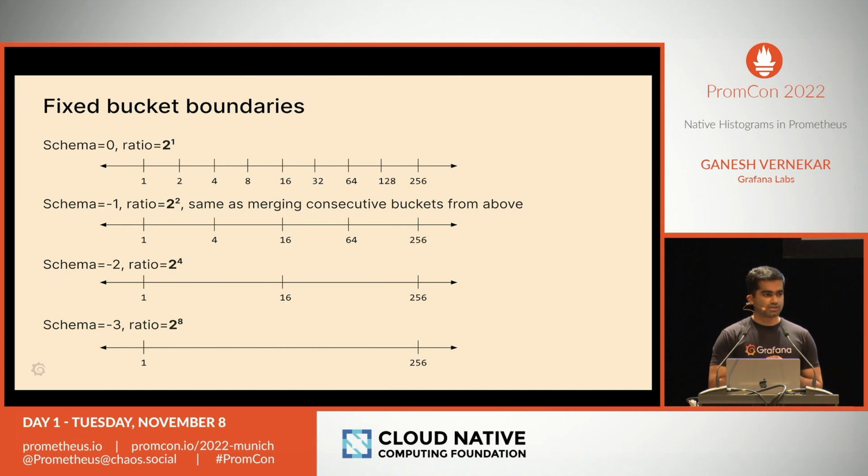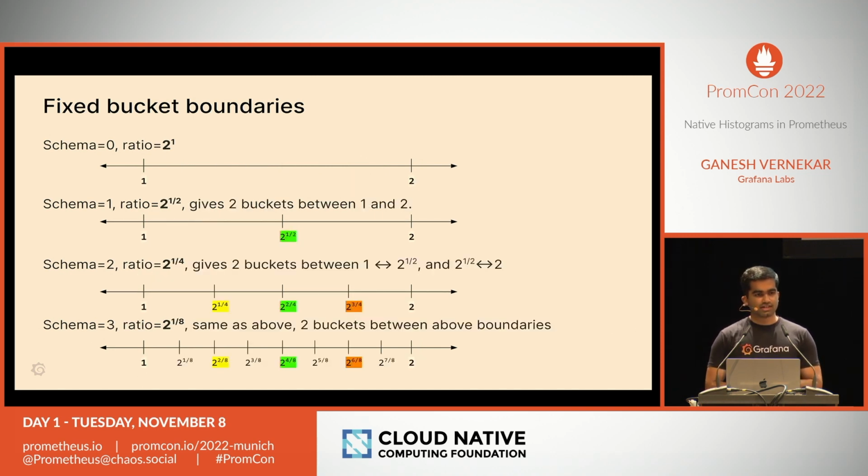Let's take a schema of 0, which gives us a ratio of 2. The bucket boundary of 1 is where it all starts. To get the next boundary, you just multiply by the ratio, which is 2. So you get 2, and then 4, and then 8, and so on. If you want to lower the resolution, it means you have to make the buckets bigger. So we go to schema minus 1, and the ratio becomes 2 to the power of 2, which is 4. If you look at the first number line and the second number line, it is similar to just merging consecutive buckets together, and you get the new bucket boundaries for the new histogram. Similarly, as you go on reducing the resolution, you just merge the consecutive buckets together.